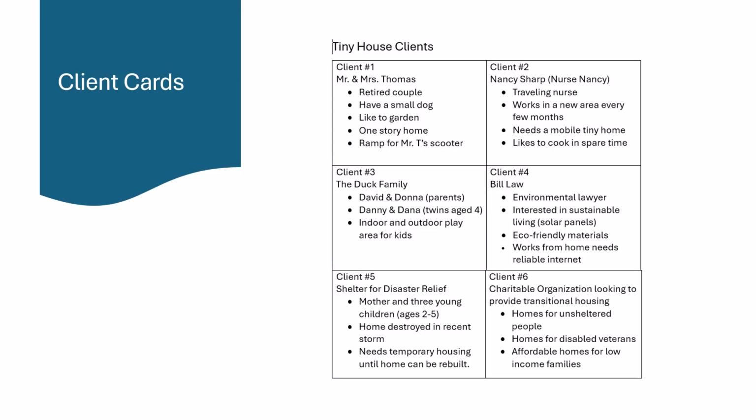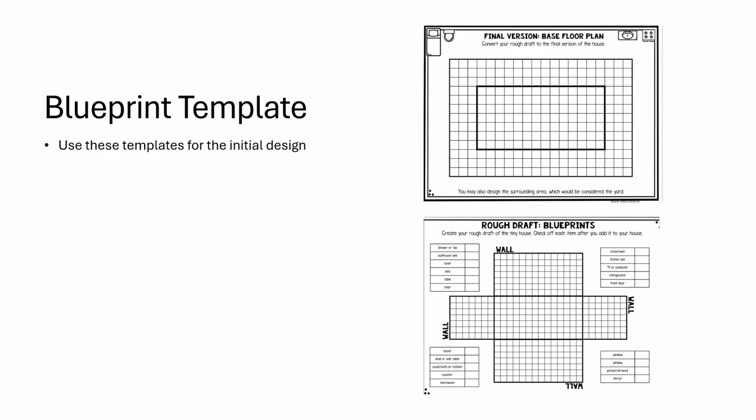All right, the client cards. There were 6 different choices. They were randomly assigned to teams, and they all had different needs. For example, client 1 is a retired couple. They need a ramp for a scooter. Client 5 is affordable housing, some disaster relief, so it would be temporary housing, what those people would need. So they had to really look at the needs of the client and try to design a home that would be within what the client needs, but still use sustainable materials and sustainable living.